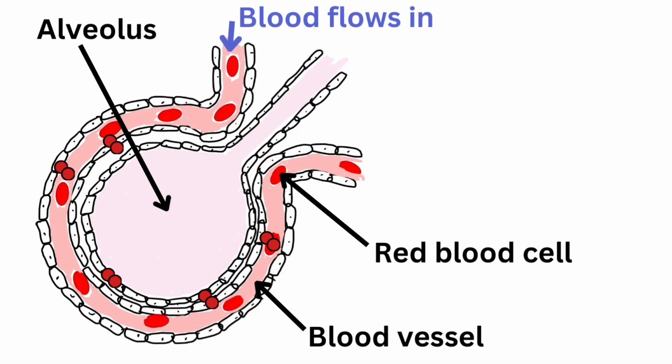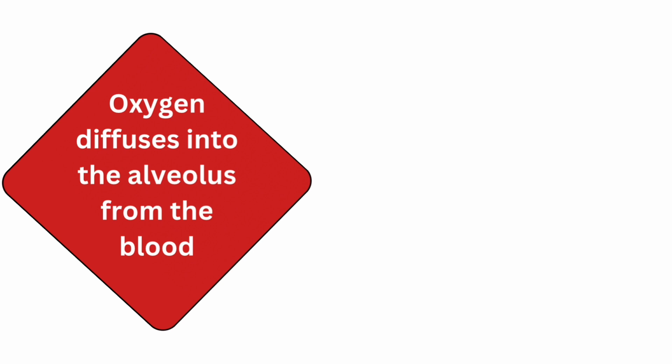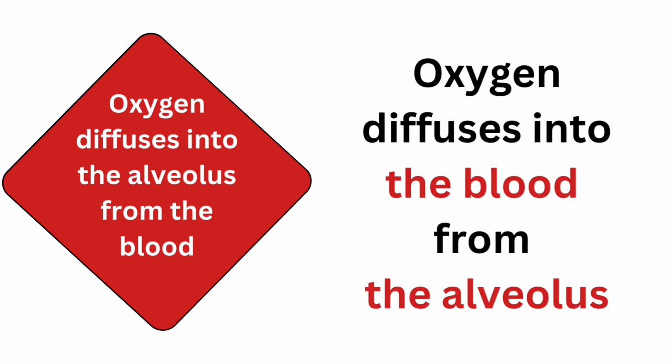So the answer is false, and if you keep listening, I'll explain why. As a reminder, the oxygen is in the alveolus to start with, and it's a high concentration in the alveolus, and it moves to a lower concentration in the blood. So it's actually moving in the opposite direction. So here's the incorrect statement, and here's the correct version. So the correct version is that oxygen diffuses into the blood from the alveolus.